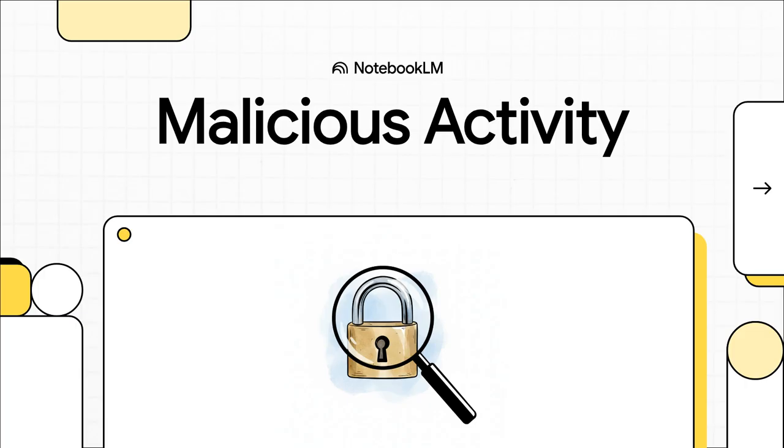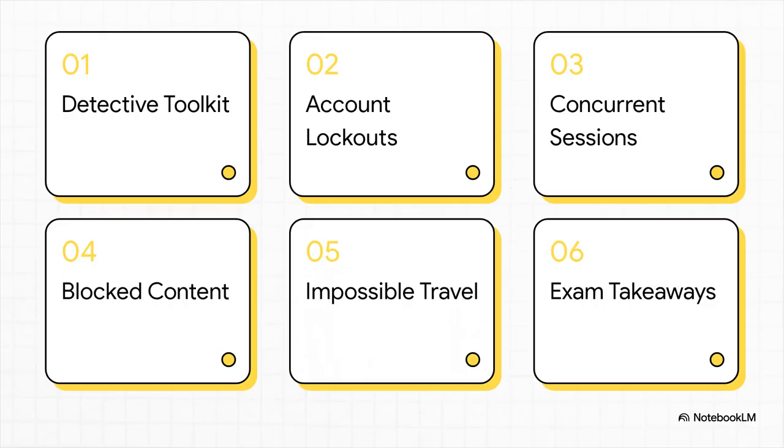By the end of our time together, you'll have a rock-solid grasp on how to spot the subtle and, sometimes not so subtle clues that attackers leave behind on a network. Okay, let's dive into this and look at the roadmap for our investigation. First, we'll open up the Cyber Detective Toolkit. Then, we'll move through decoding account lockouts, spotting concurrent session usage, analyzing blocked content spikes, and the impossible travel scenario. Finally, we'll wrap up with your SY0-701 exam takeaways.